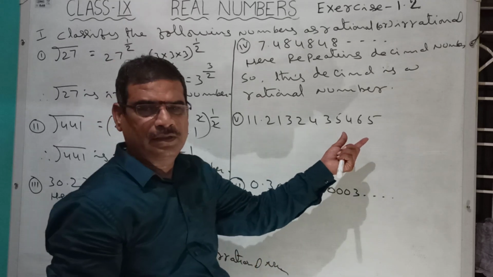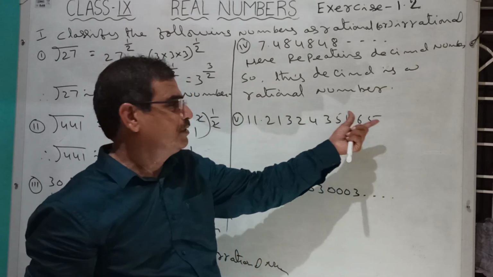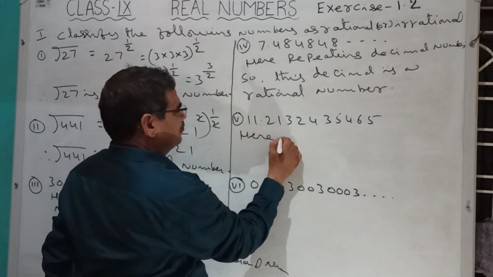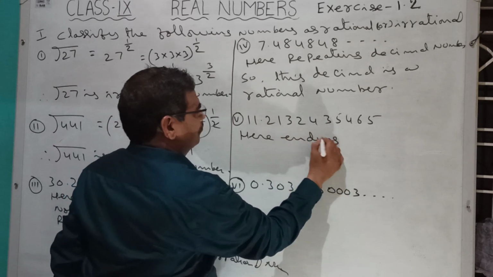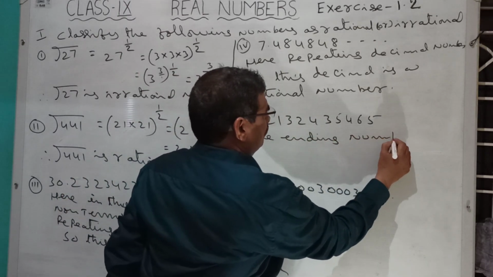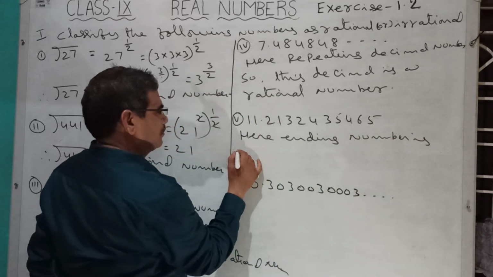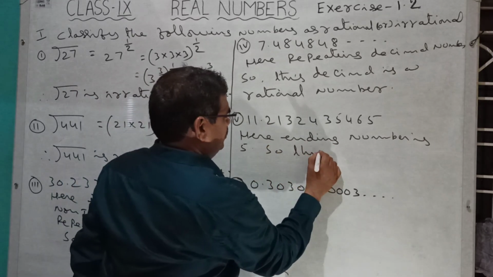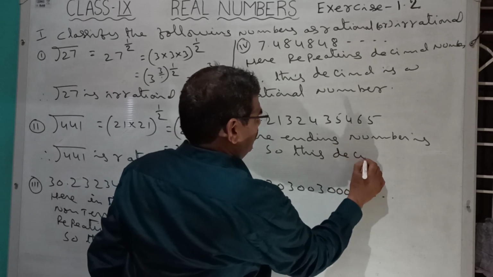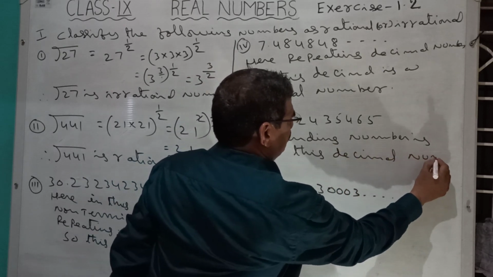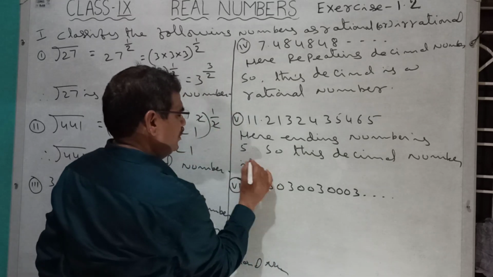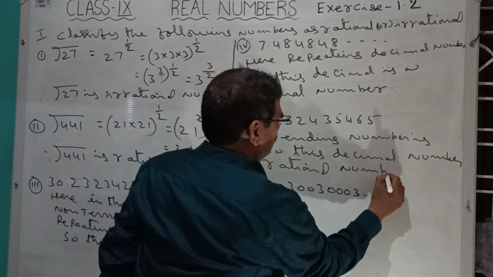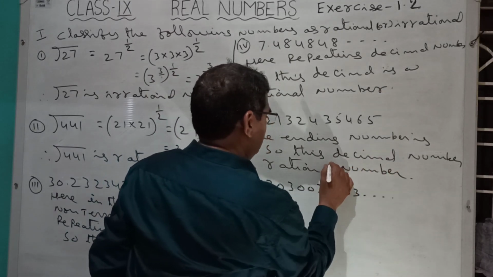So this one, see here also ending point is there. So ending point is there means this is also a rational number. Here ending number is 5. So this decimal number is a rational number.